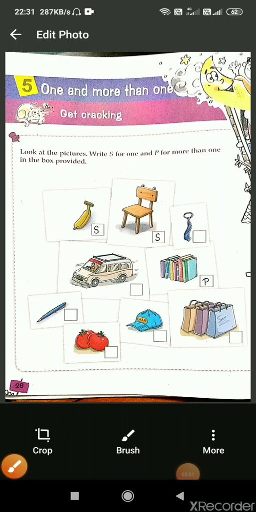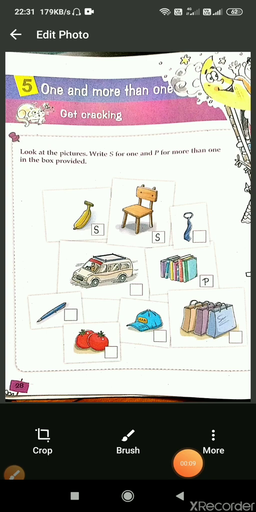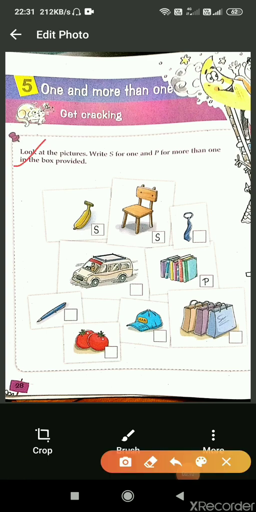Now let's come to our book exercise. Open your book, page number 28. The question is, look at the pictures. Write S for one and P for more than one in the box provided.